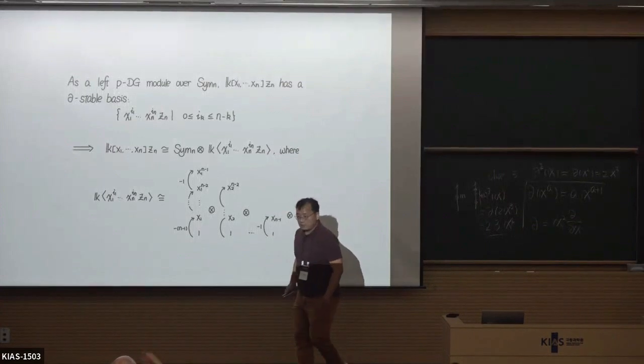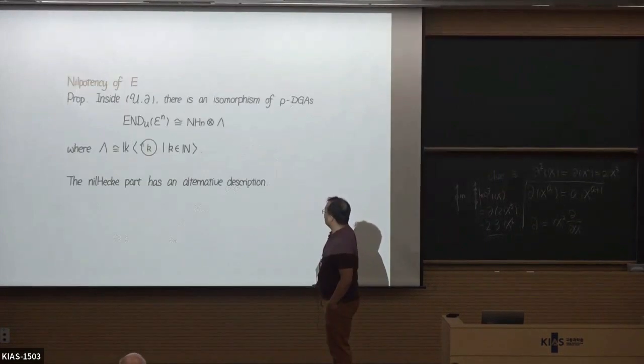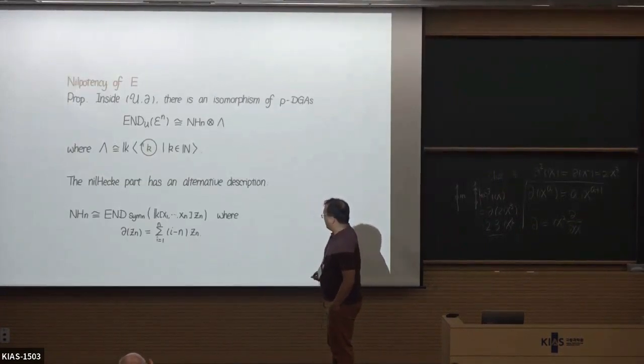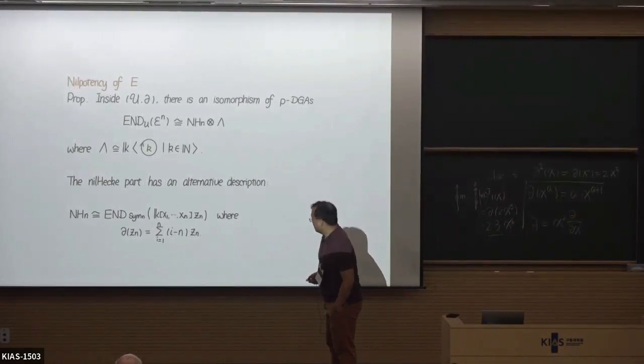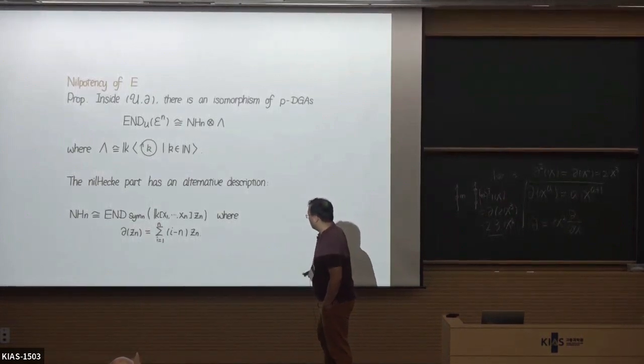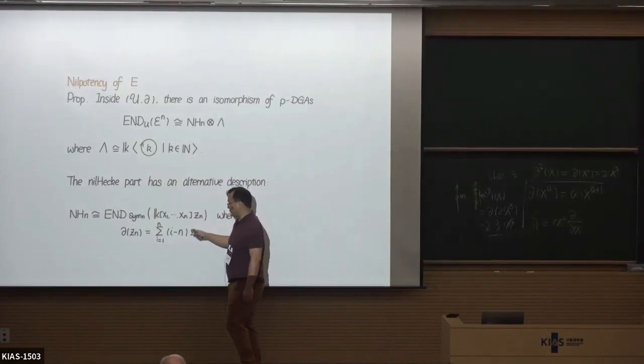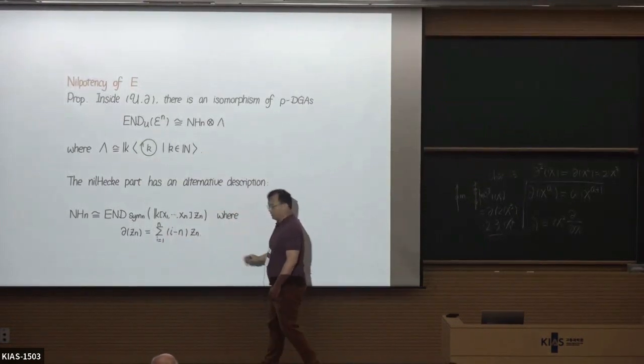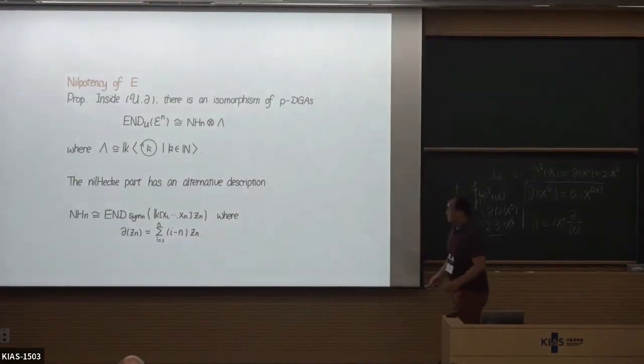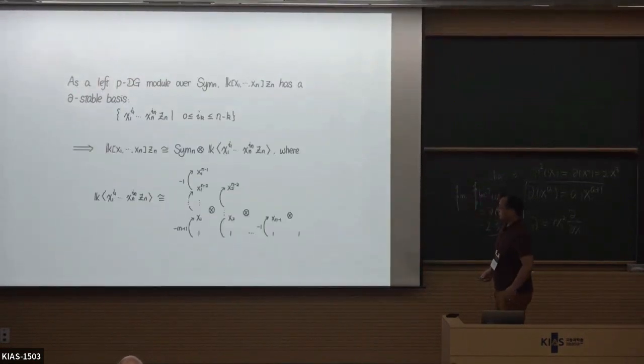Which one? The generator. Oh, zero. This is just a placeholder. This is a rank 1 module over this polynomial ring. So this is just a generator, but it carries a differential in this way. Okay, thanks for the good question.